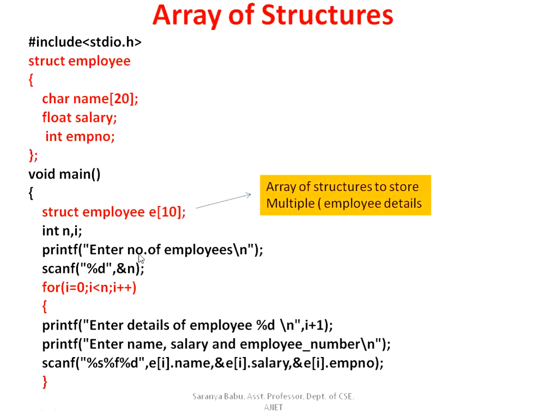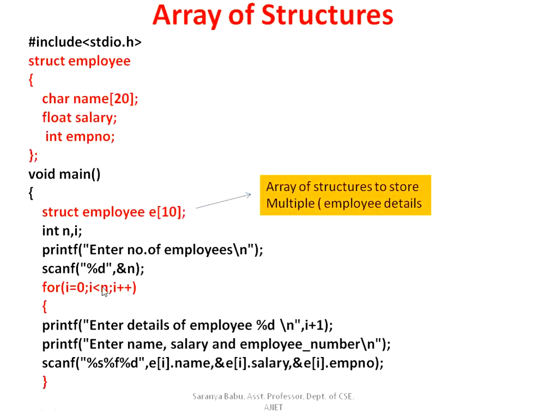But still you ask the user how many employee details they want to store. The user will give it; read it and store it in the variable n. Put the for loop and take the details. And the details of employee 1, that is why I have written percentage d with I plus 1. Employee 1. Read the salaries and store them in E of I dot name, E of I dot salary, E of I dot employee number.